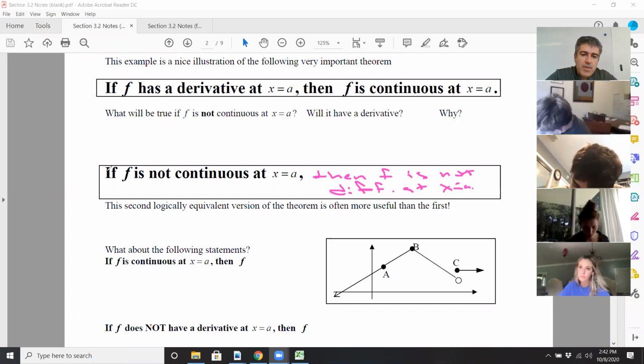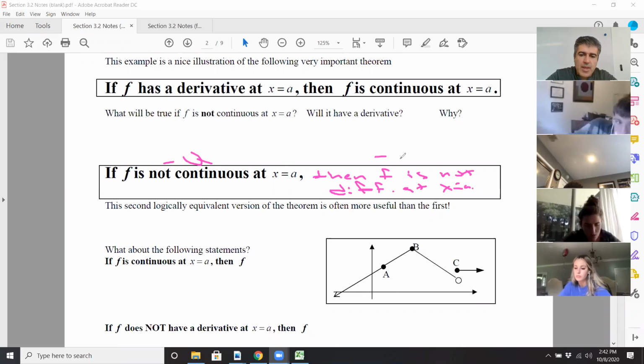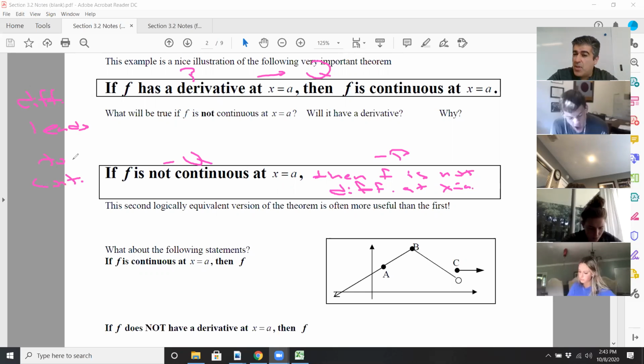So if this were like negative Q and negative P, then P should lead to Q. So if I reverse those and say the opposite, if you have a derivative, you are continuous. So if something is differentiable at a certain point, it will be continuous there as well. So basically differentiability leads to continuity, but not necessarily the other way around, which we'll see in just a little bit. And obviously, if you're not continuous, as you saw here, then you don't have a derivative.